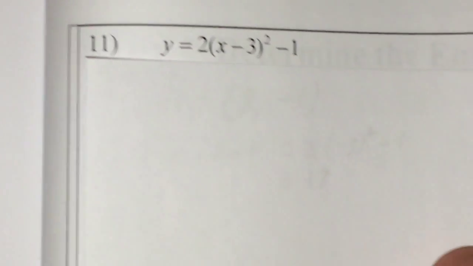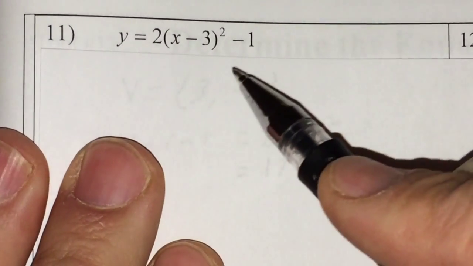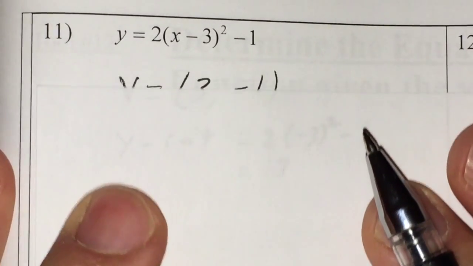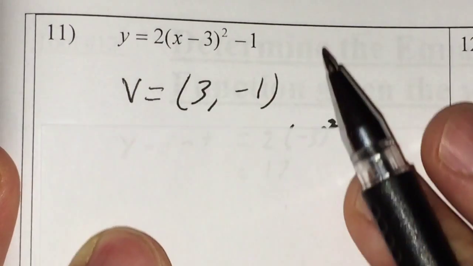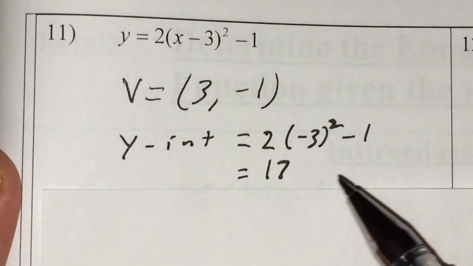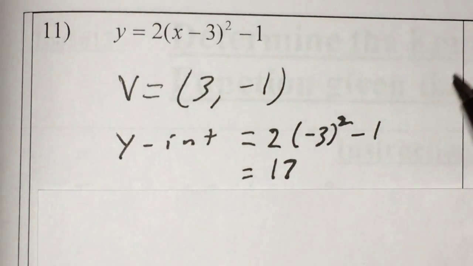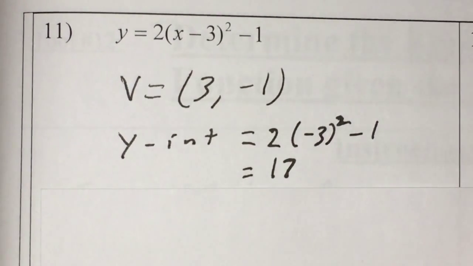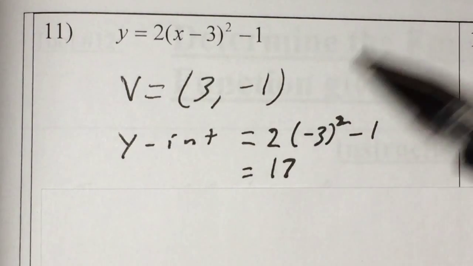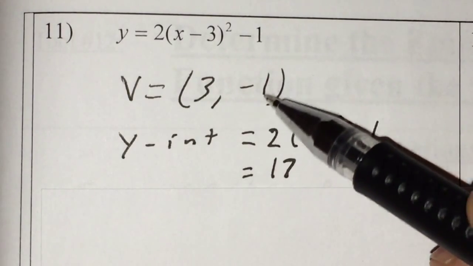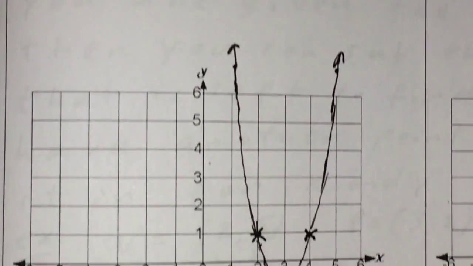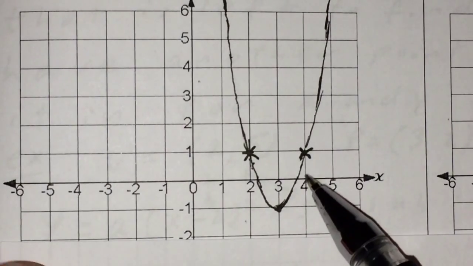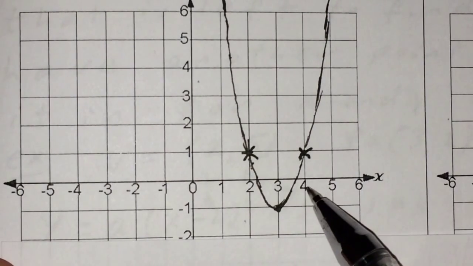How about this one? Y equals 2 times (x minus 3) squared minus 1. The vertex from that is (3, negative 1). Y-intercept, plug in 0, and you get 17. Okay? Now, in this one, it opens up, and the vertex is below the x-axis because the y-coordinate is negative 1. So I'm going to have some x-intercepts. You can't really see them from the graph. You can approximate them somewhere between 2 and 3 and 3 and 4.